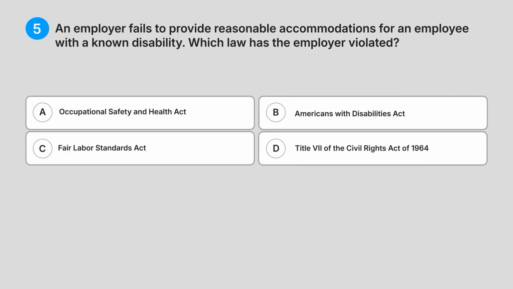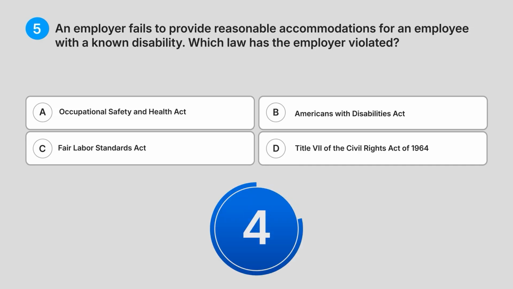5. An employer fails to provide reasonable accommodations for an employee with a known disability. Which law has the employer violated? A. Occupational Safety and Health Act. B. Americans with Disabilities Act. C. Fair Labor Standards Act. D. Title VII of the Civil Rights Act of 1964.